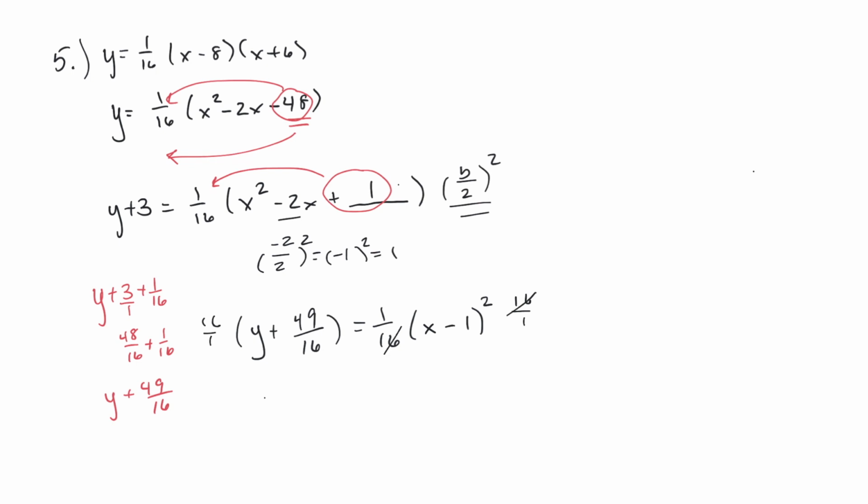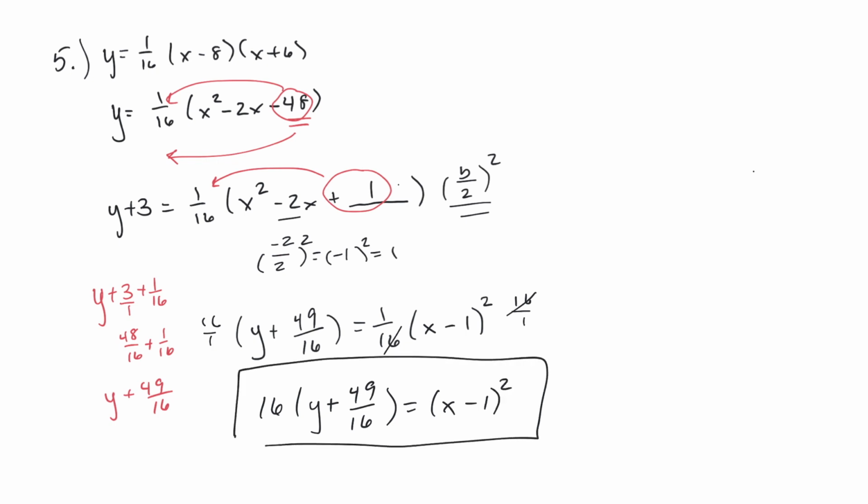So that leaves me with 16 times y plus 49 over 16 equals x minus 1 squared. And I would consider this one relatively difficult. Okay? So if you get that, doing it in a traditional sense should be pretty straightforward.